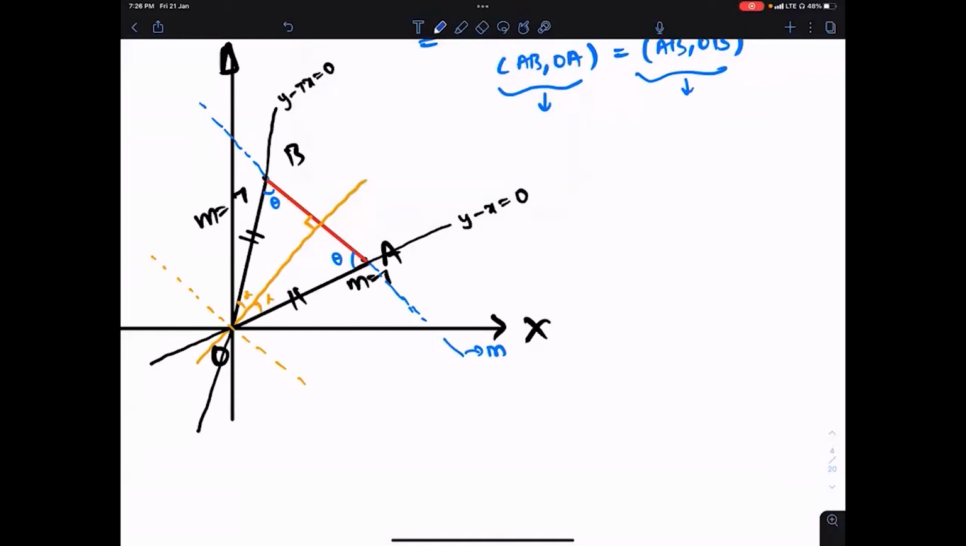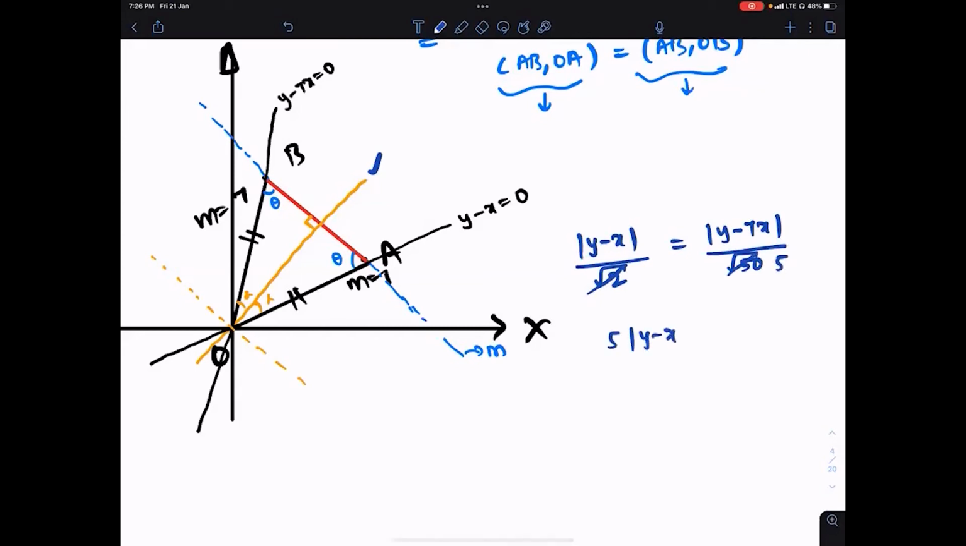We need the slope of the red line. So let us see how to find the slope of the orange line. To get the slope of the orange line, we should know the angular bisector equation. How did we do it? Modulus of y minus x by root 2, that is root over a square plus b square, equals modulus of y minus 7x, the second line, by root 50. This will be root 25, which will be 5. Now 5 times modulus of y minus x is equal to modulus of y minus 7x.